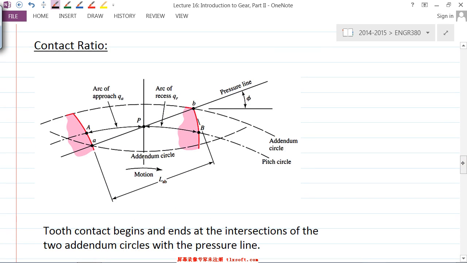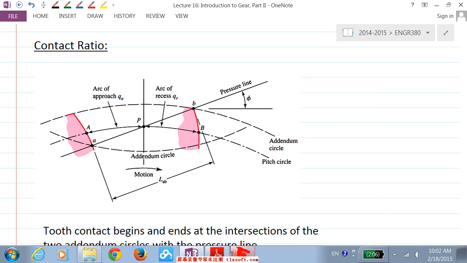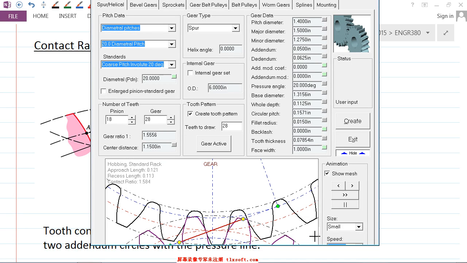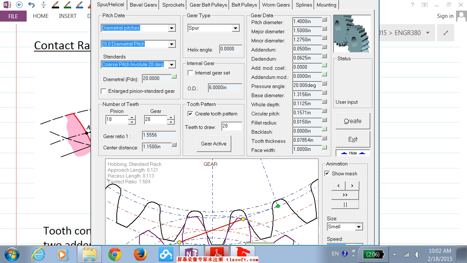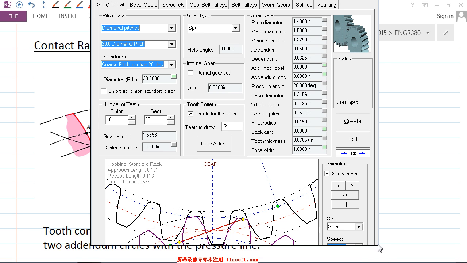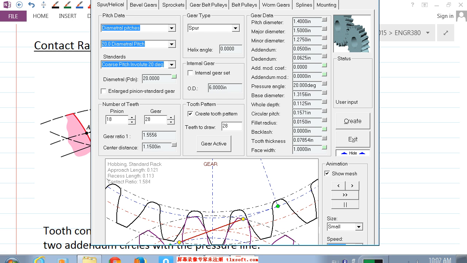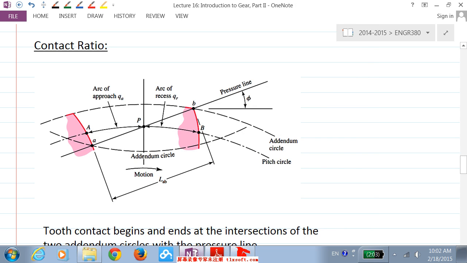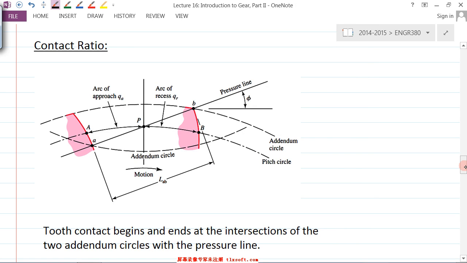One more thing here, contact ratio. Before we talk about contact ratio, let's observe one thing here. This thing is so small here. So maybe I'll just come back here.